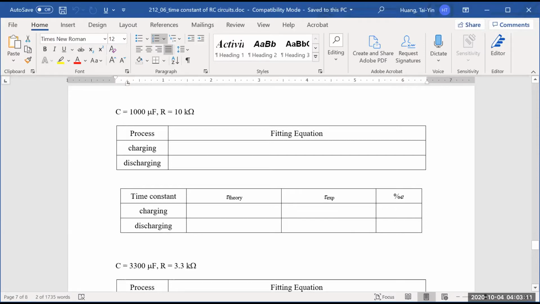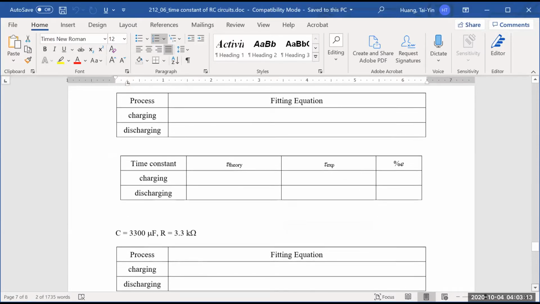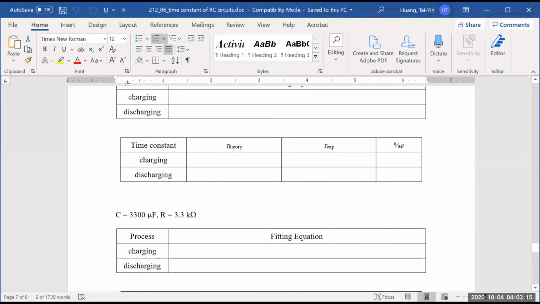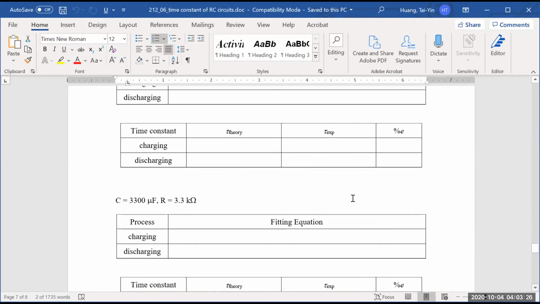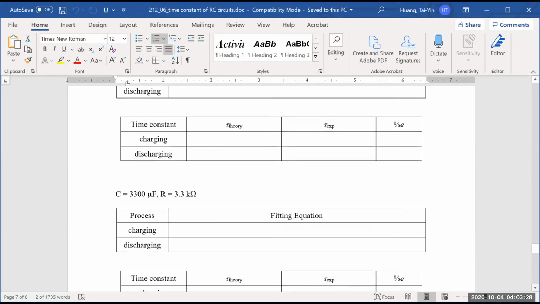We'll just be doing the charging part. We're not doing the discharging part. And for the fitting equation, you can write it down in this spot, and also for the second circuit as well. Okay, so that's basically what you want to do.